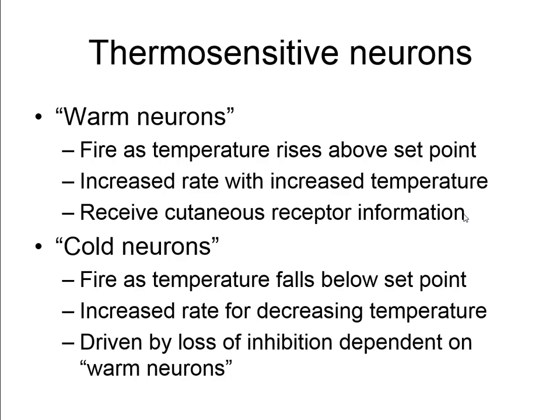Okay? So in order to do that, these warm neurons start to fire, and the warm neurons are balanced by cold neurons, and cold neurons run in the other direction. So when you are cold, the cold neurons fire, and they fire more the further they get from the set point. But they're not driven by information from the outside. They are driven by the fact that when the warm neurons fire, they're being inhibited. So the less you fire the warm neurons, the more you fire your cold neurons.